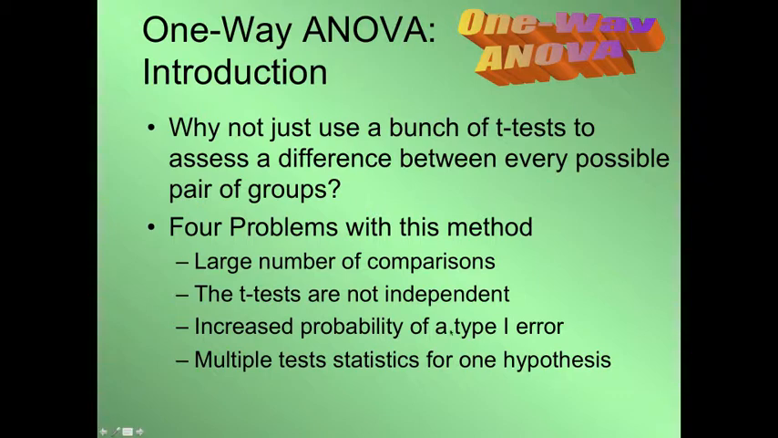You can do that with the one-way ANOVA. Also, another problem with running multiple t-tests is that you're running multiple tests instead of just having one test for one hypothesis, okay? So what the one-way ANOVA does is it says, okay, my hypothesis is that there is some difference among my groups somewhere. The null hypothesis is that there is no difference among the groups anywhere, okay? And that's pure and simple. You only need one test statistic for that, okay?